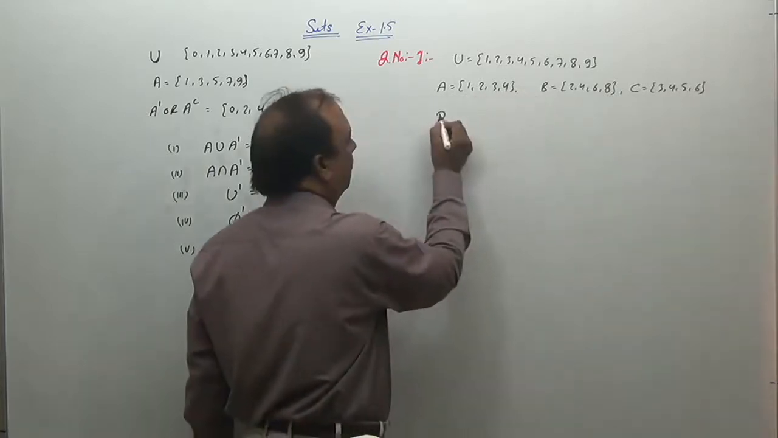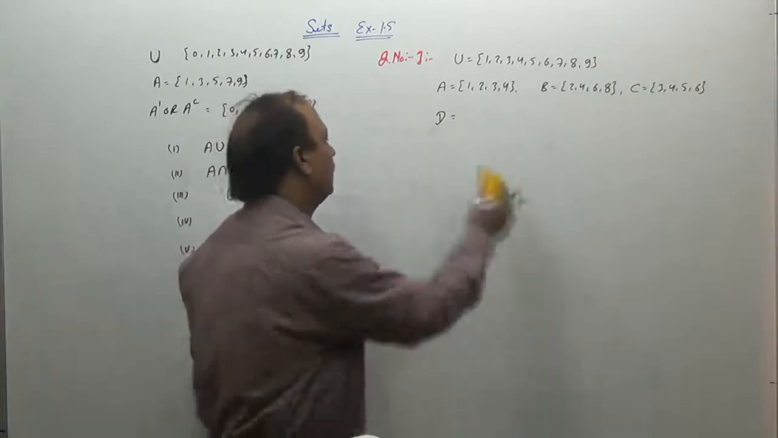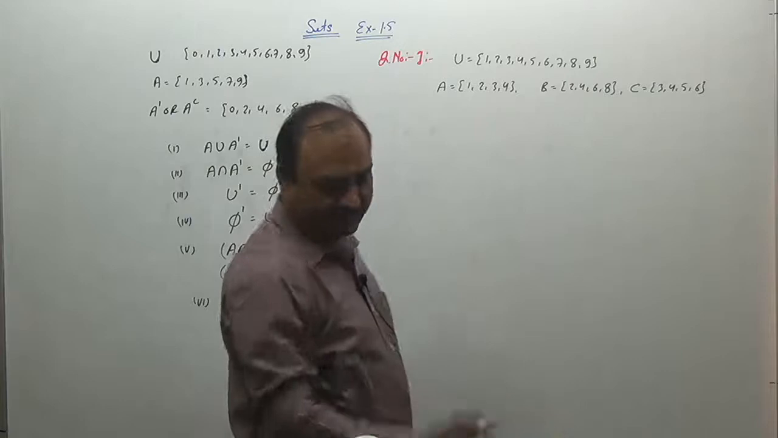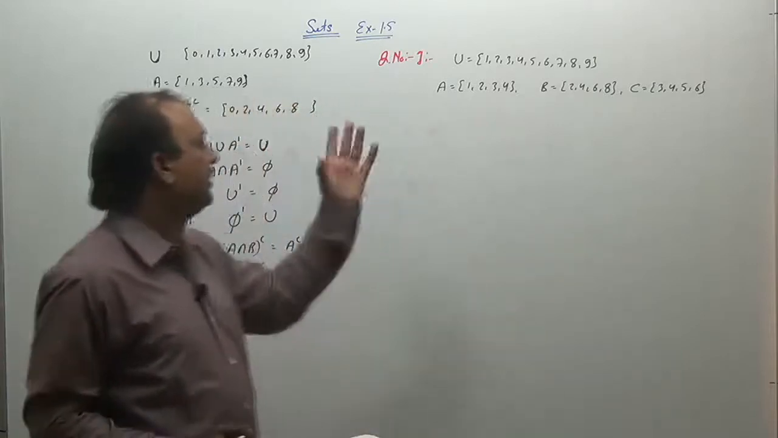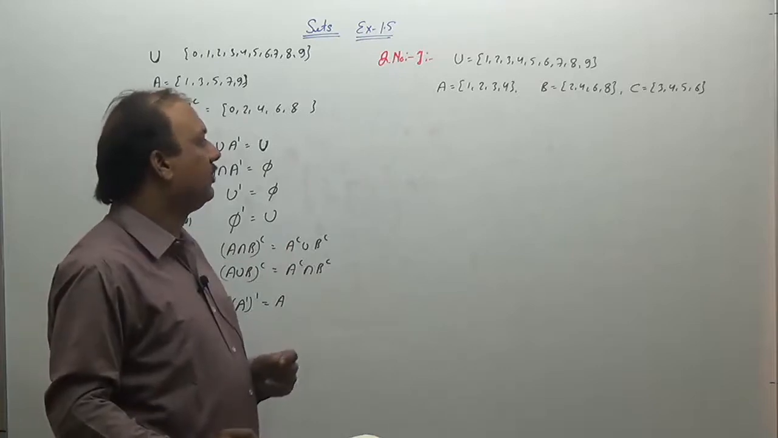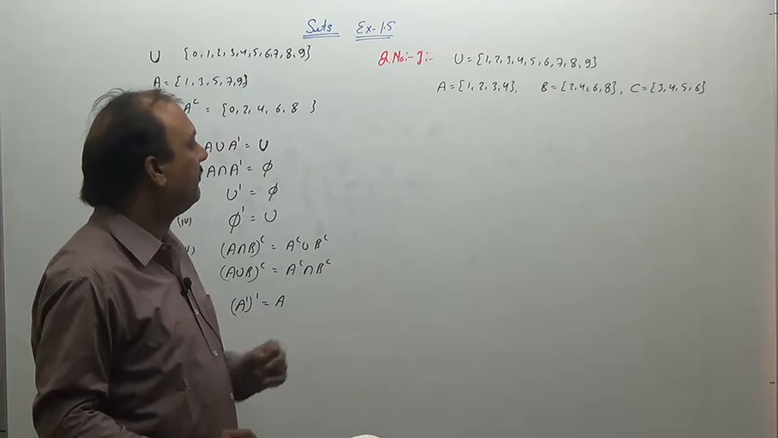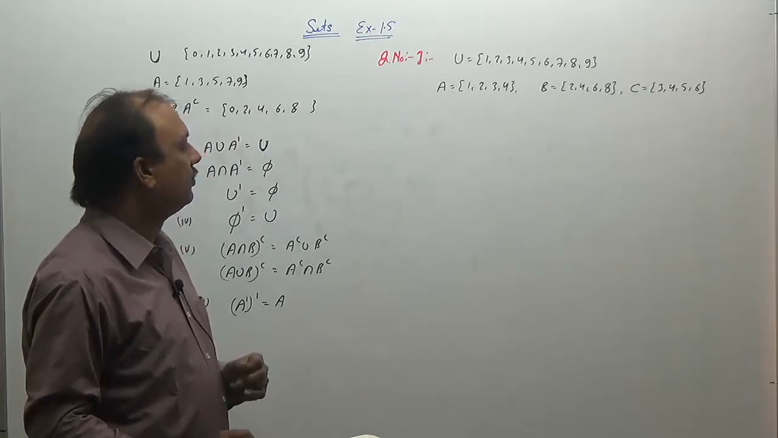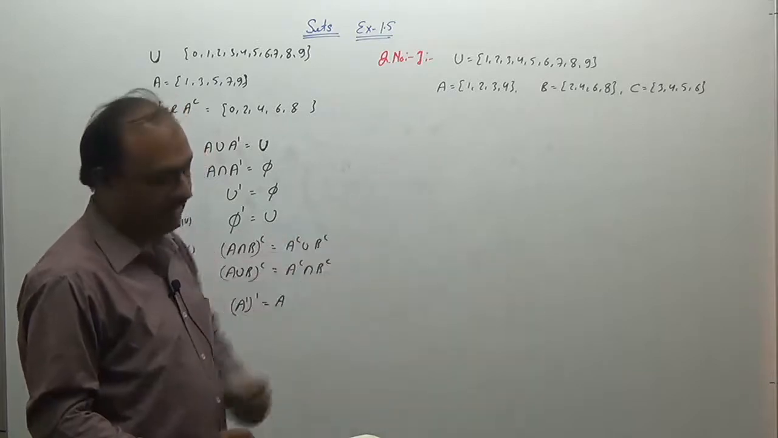So there are only 3 sets given. There is a universal set, which we have considered as the universal set of the elements 1, 2, 3, 4, 5 up to 9. And there is a set A which contains the elements 1, 2, 3, 4, and sets B and C which have the following elements.